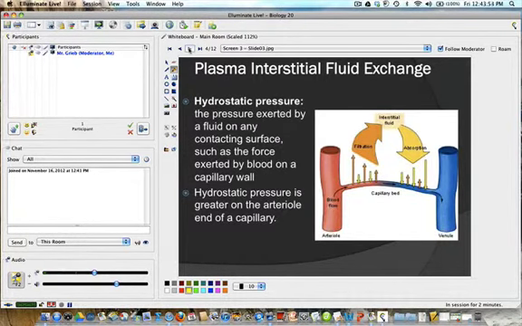So plasma interstitial fluid exchange is facilitated through hydrostatic pressure, which is the pressure exerted by a fluid on any contacting surface, such as the force exerted by blood on a capillary wall. Hydrostatic pressure is greater on the arterial end of the capillary, and that's why you have materials going out at the arterial end of the capillary. But then, because your pressure is lower in the capillary on the venous or venule end, you have absorption.